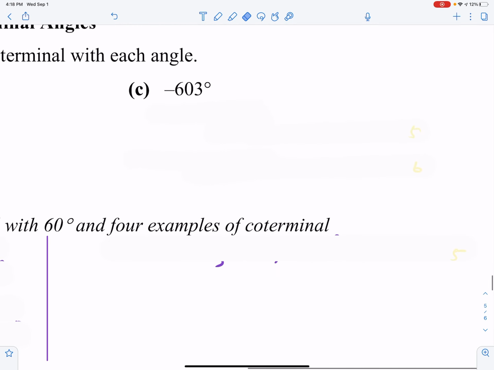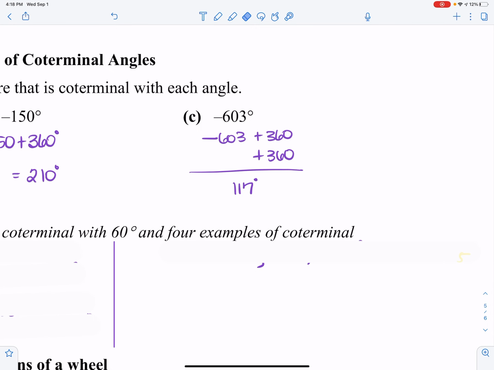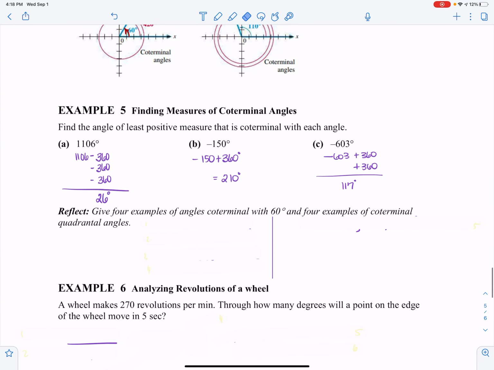Part C, negative 603 degrees. So I will add a whole circle, but that's not enough, so I'm going to add another whole circle. Notice I'm adding 2 whole circles to this, and when I do that, I get 117 degrees. So negative 603 degrees and 117 degrees have the same initial side and the same terminal side.